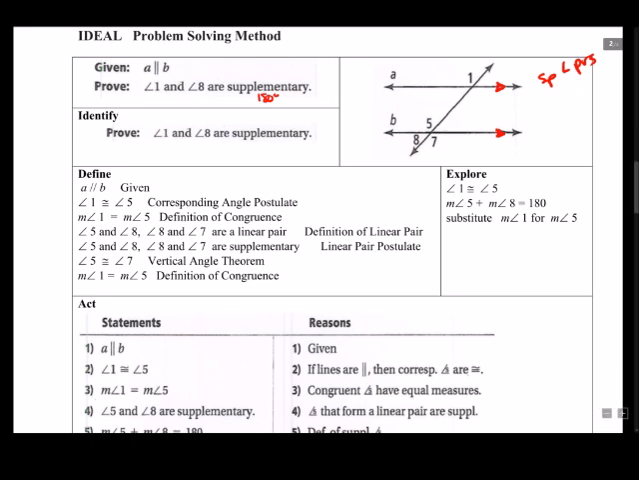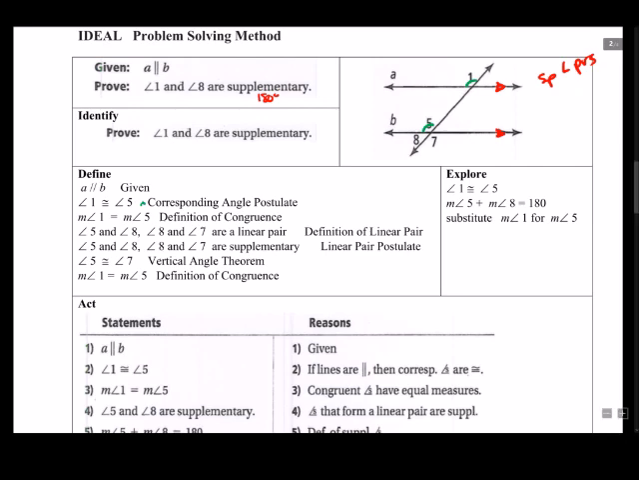So we start looking at our diagram, and the define portion is brainstorming. And we are going to write down and mark everything that we possibly can about our diagram. So first thing I see here is angle 1 and angle 5 are going to be congruent. And I know that's true because of my corresponding angle postulate. That's one of my special angle pairs.